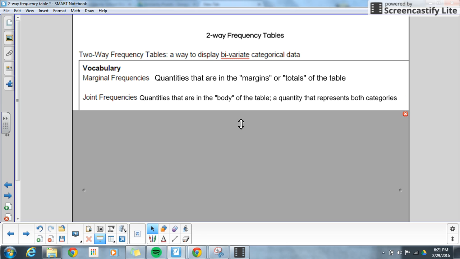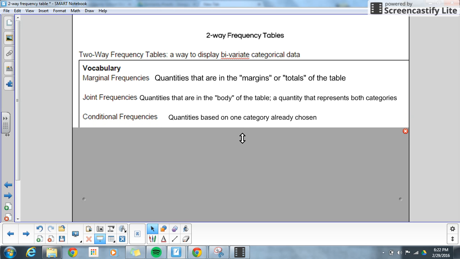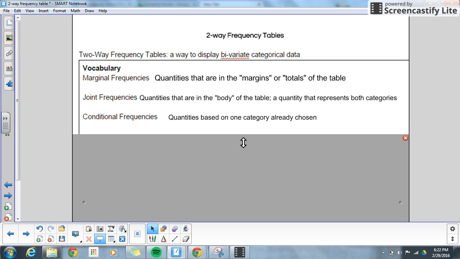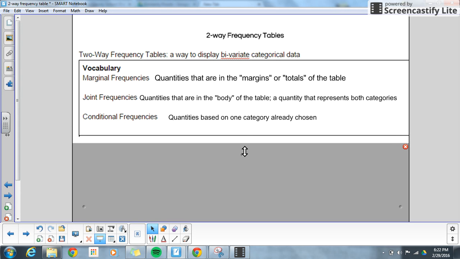Joint frequencies are quantities that are in the body of the table. It's going to be a quantity that represents both categories that we're looking at. And lastly, we have conditional frequencies. These are going to be quantities based on one category that's already chosen. Please make sure this is filled in into your interactive notebook. Now, let's look and see what these things mean.